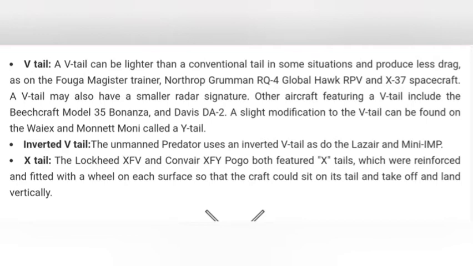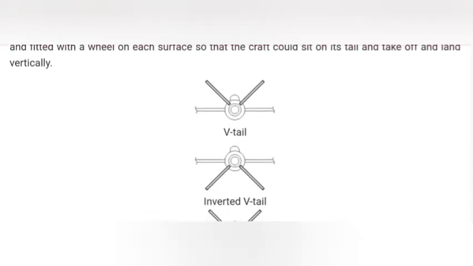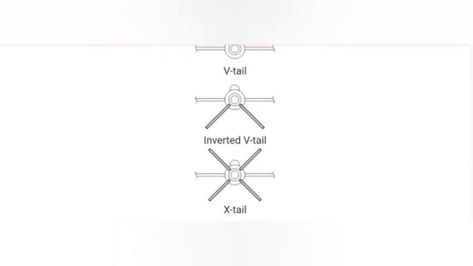Inverted V-tail. The unmanned Predator uses an inverted V-tail, as do the Luegner and Mini-IMP. X-tail. The Lockheed XFV and Convair XFY Pogo both featured X-tails, which were reinforced and fitted with a wheel on each surface so that the craft could sit on its tail and take off and land vertically. This is a diagram showing the V-tail, inverted V-tail and X-tail.